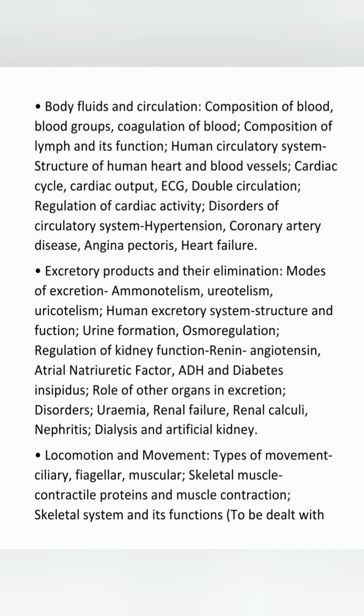artificial kidney. Next system is locomotion and movement. It includes types of movement, ciliary, flagellary, muscular, skeletal muscles, contractile proteins and muscle contraction, skeletal system and its function.